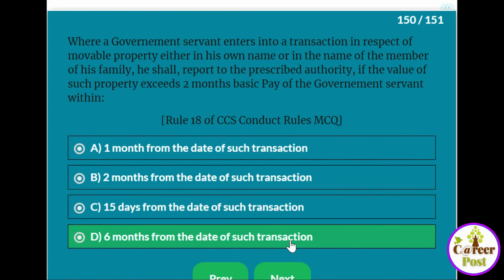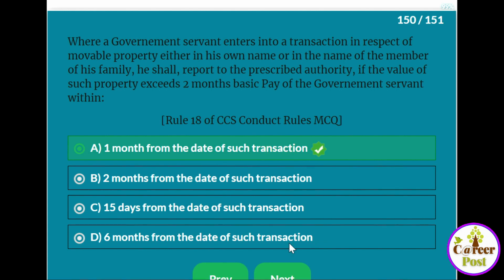Where a government servant enters into a transaction in respect of mobile property either in his own name or in the name of a member of his family, he shall report to the prescribed authority if the value of such property exceeds 2 months basic pay of the government servant. Within what is the time limit? It is within 1 month from the date of the transaction.